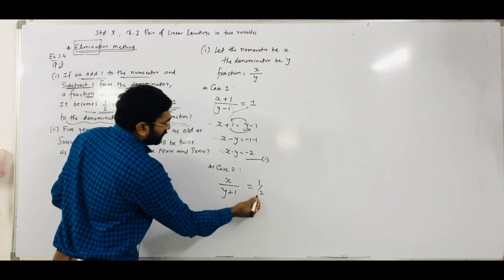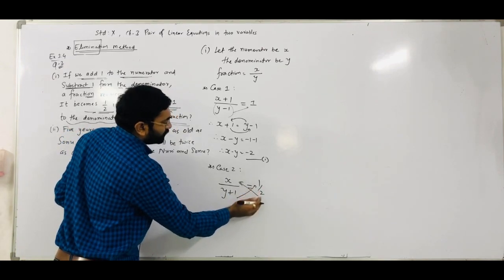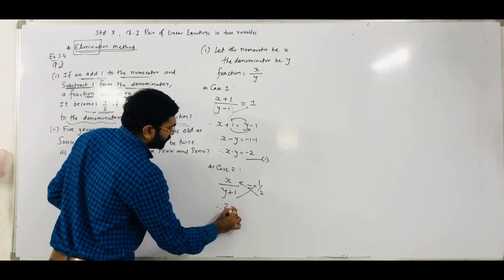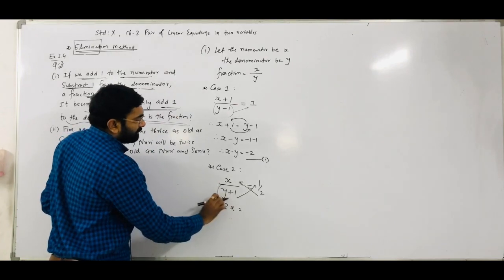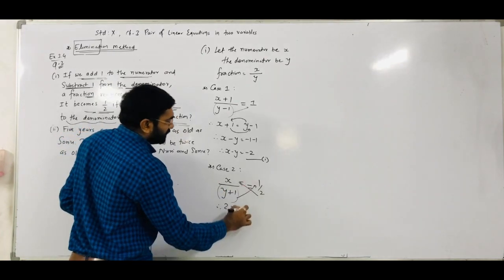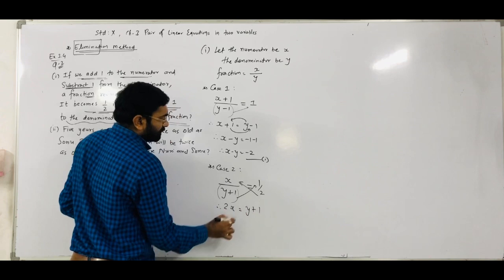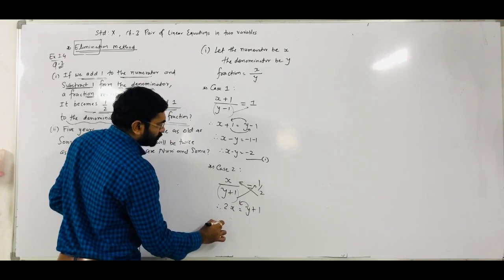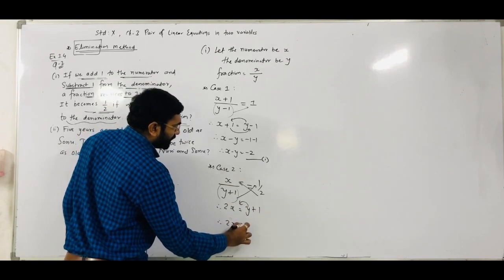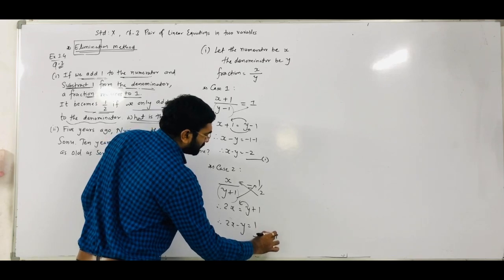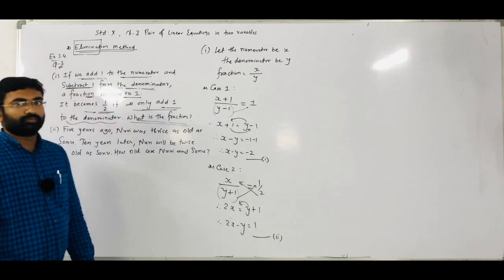Right? Now take the cross multiplication. So that 2 is multiplied with x, so we get 2x is equal to y plus 1. Both terms are multiplied with 1, so we get y plus 1. That plus y comes to the left hand side, so it becomes 2x minus y is equal to 1. This is our equation number 2.